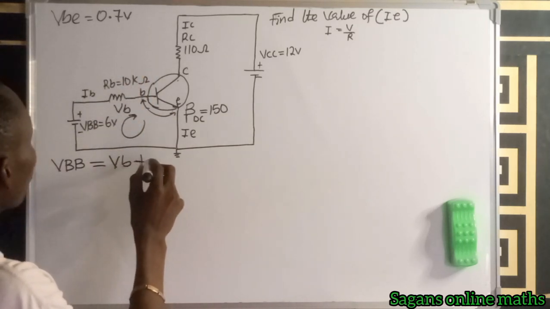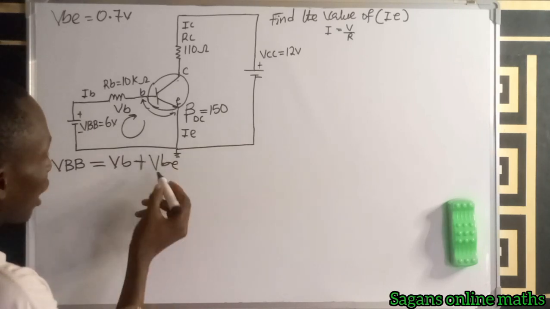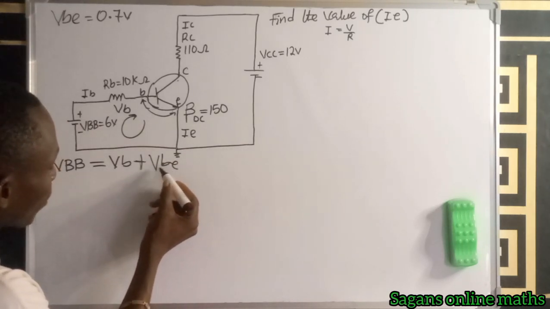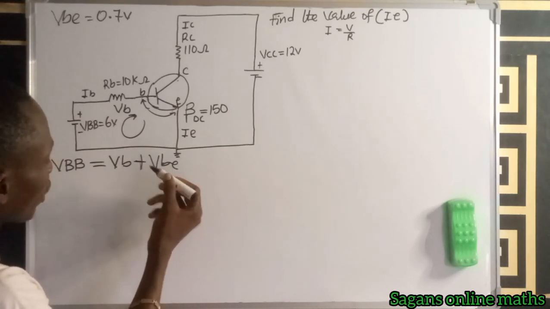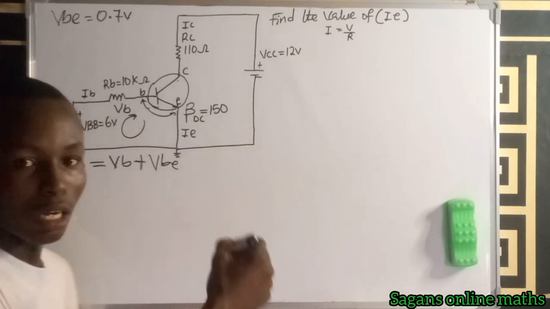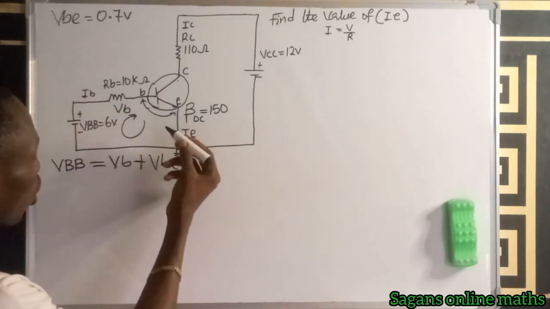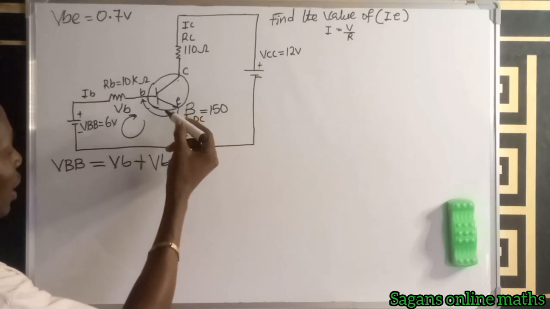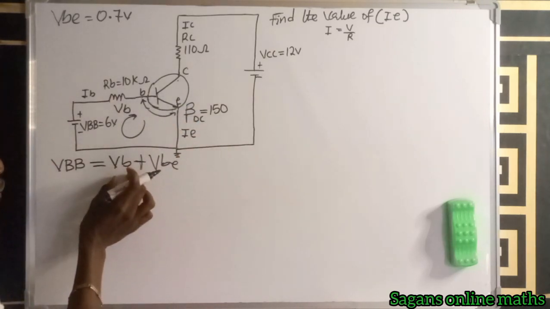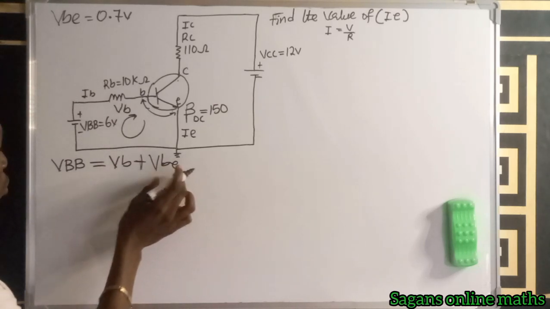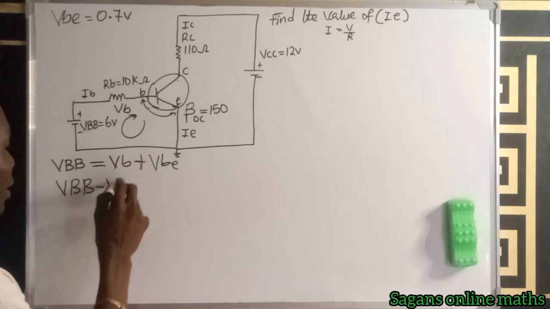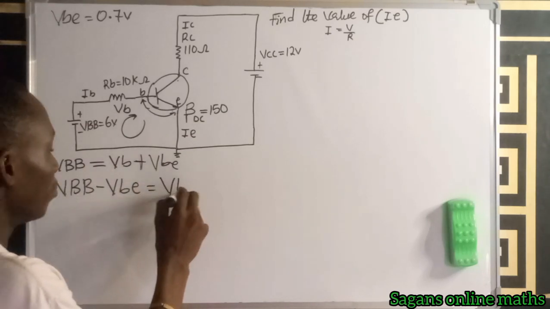How do you have this VBE? VBE simply means base emitter voltage. What is base emitter voltage? It is the difference in voltage between the base and the emitter, right? The voltage between the base and the emitter is the VBE. From here, let's make VB the subject of the formula. It means that by subtracting VBE from both sides, VBB minus VBE is equal to VB.